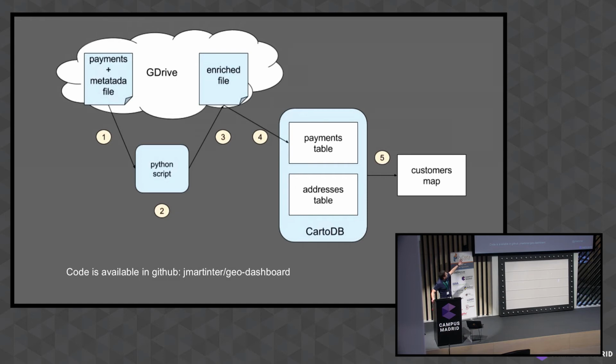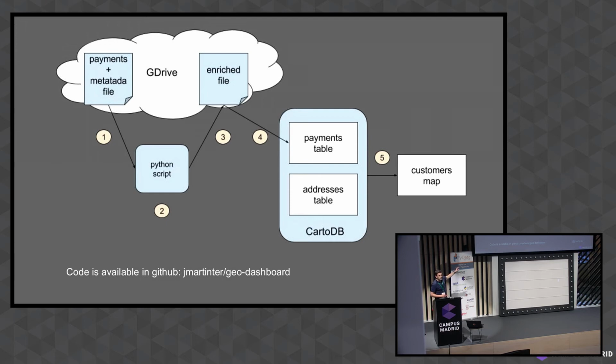This is the scenario. We have an initial file with all our customer information. This file is in G Drive, and it comes from an external application. Each row of this file has metadata for the customer and also the payment he has done in the previous month. Okay, what we are going to do is we are going to take this file from G Drive.